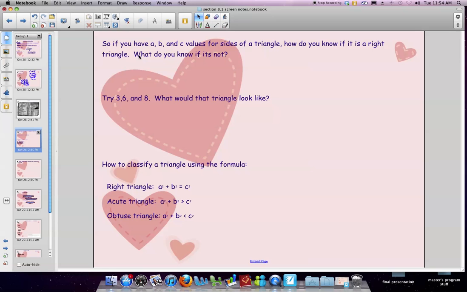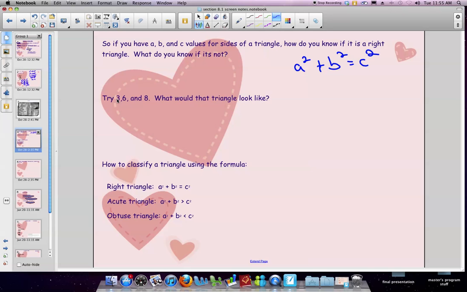The next kind of problem that we're going to look at is if I give you the 3 sides of a triangle and I ask you what kind of triangle it is. We're going to base that on the concept of the Pythagorean theorem. We know that if our numbers fit into a squared plus b squared equals c squared, then it's a right triangle. But what happens if it doesn't? What happens if those 3 numbers don't fit in perfectly to the Pythagorean theorem?